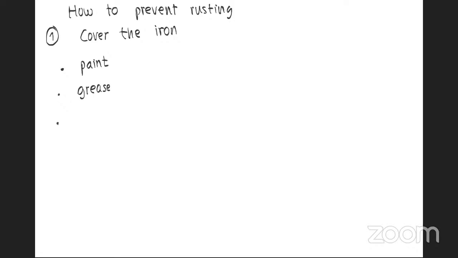And the next method is to galvanize with another metal, and that metal is usually zinc.